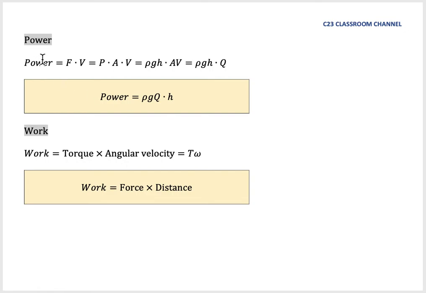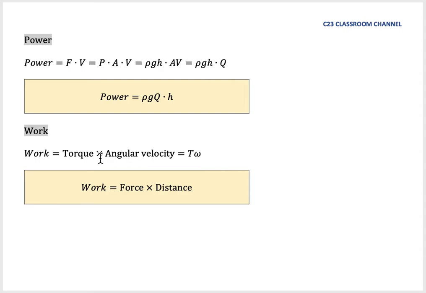This is the way we calculate the power of a pump. So we know power is force times velocity, and force here is the multiple of pressure and area. Then we multiply again by velocity. Pressure can be calculated using rho g h, and A times V becomes the flow rate. So we can simplify it in the pumps and turbines chapter: we calculate the power using this equation, rho g Q H.